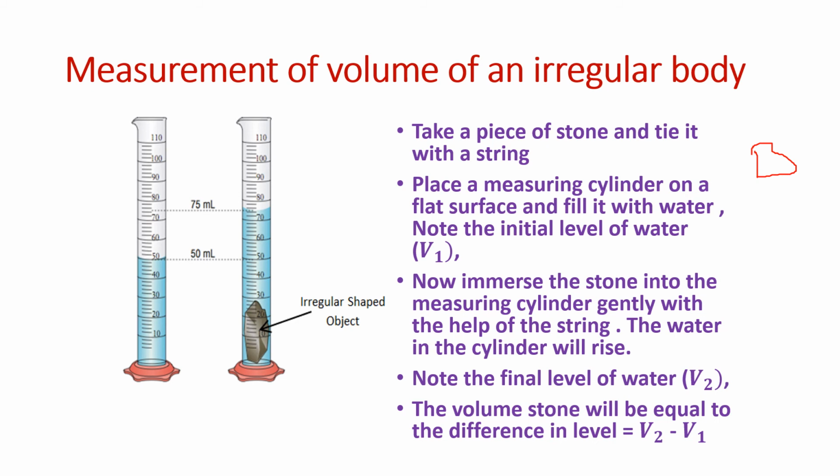So what we will do, we will first take a measuring flask, okay, and we'll put it on the flat surface and fill it with some water. So here you see the water is up to the level 50 ml. Now you can use a string. Okay, there is a string, and with the string we will just put this stone into the water slowly into the measuring flask or measuring cylinder.